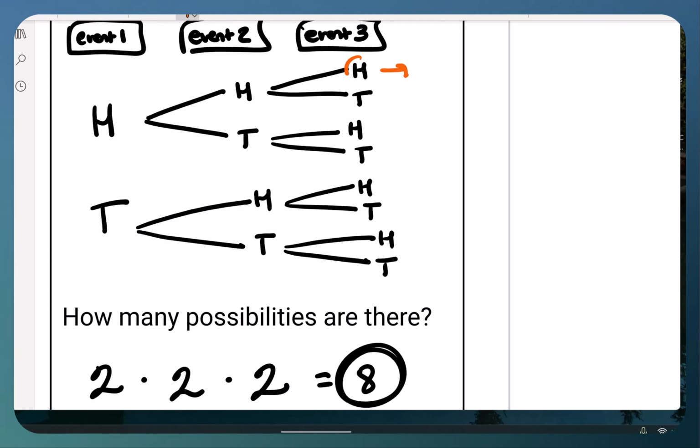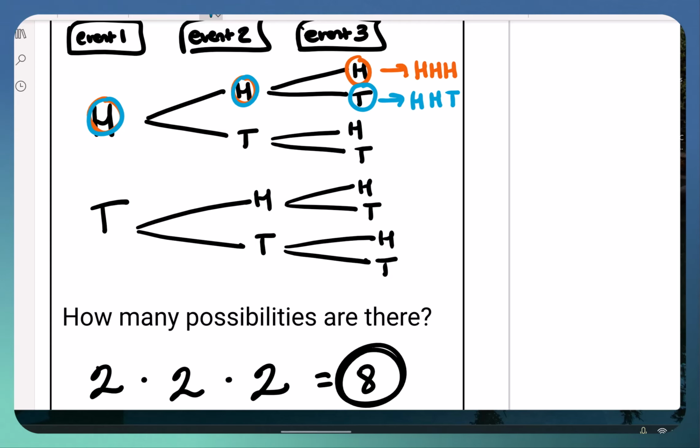So this is heads, heads, heads. Work backwards. So this is heads, heads, heads. Let me change colors to show you. So this one ends up with tails, right? So that would be tails, heads, heads. So what you have to do is you have to follow that pathway to write exactly what happens on that first toss, second toss, third toss, and just continue throughout.